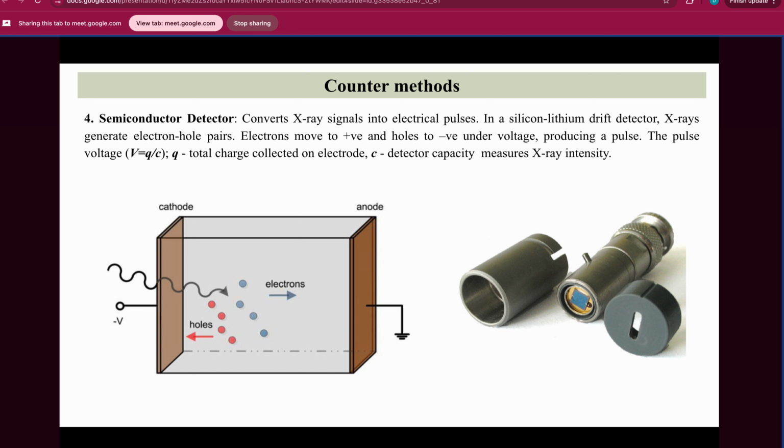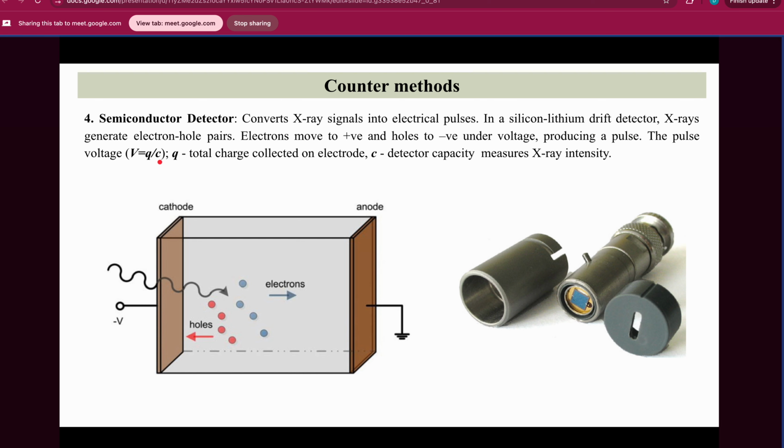Electrons will be negatively charged, and these holes will be positively charged, so holes will move towards the negative terminal, whereas electrons, as they are negatively charged, will move towards the positive terminal, or you can say towards the anode. So electrons will move towards the anode, and holes will move towards the cathode under the voltage, which will produce a pulse.